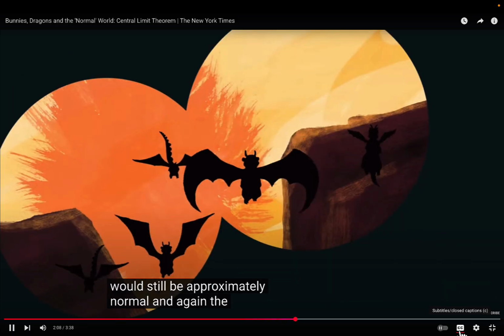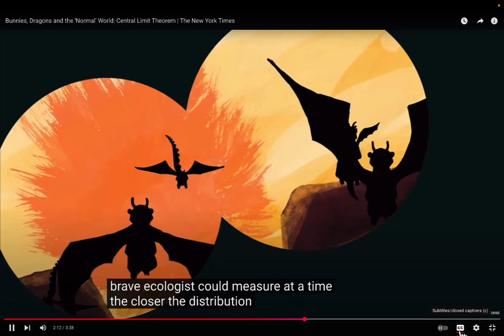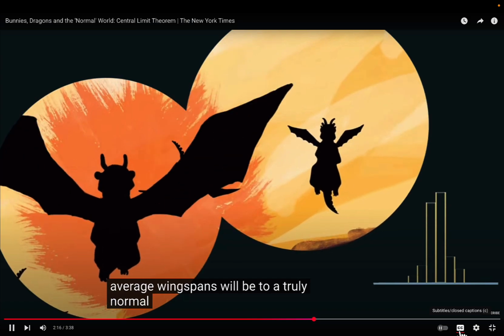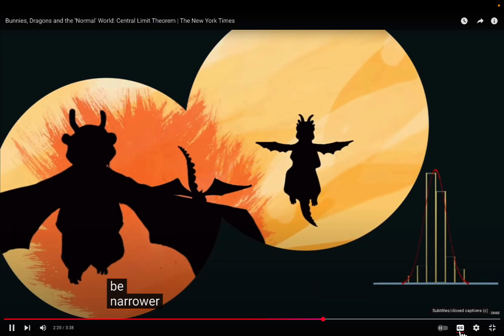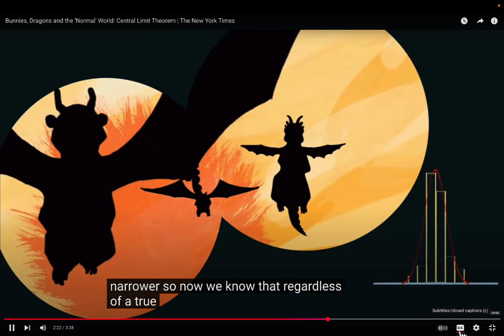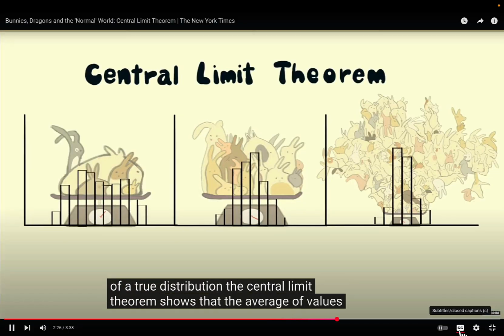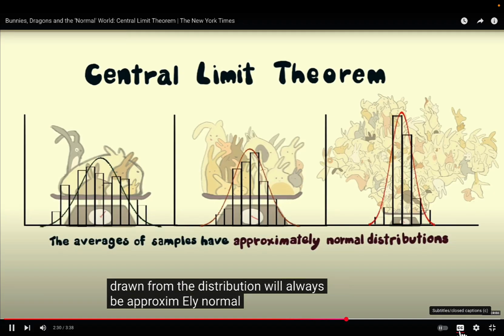And again, the more dragons our brave ecologist could measure at a time, the closer the distribution of their average wingspans will be to a truly normal distribution. The distribution will also be narrower. So now we know that regardless of a true distribution, the central limit theorem shows that the average of values drawn from the distribution will always be approximately normal.